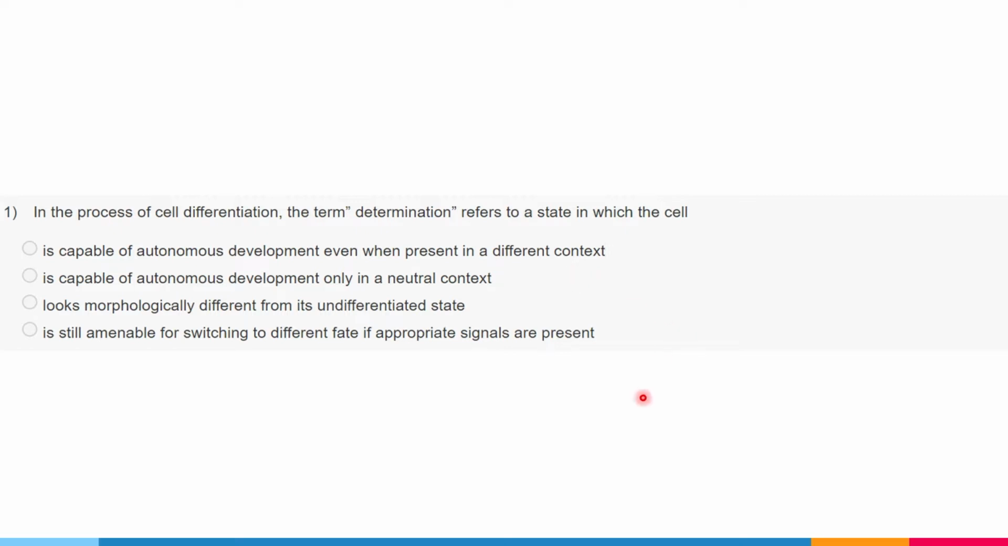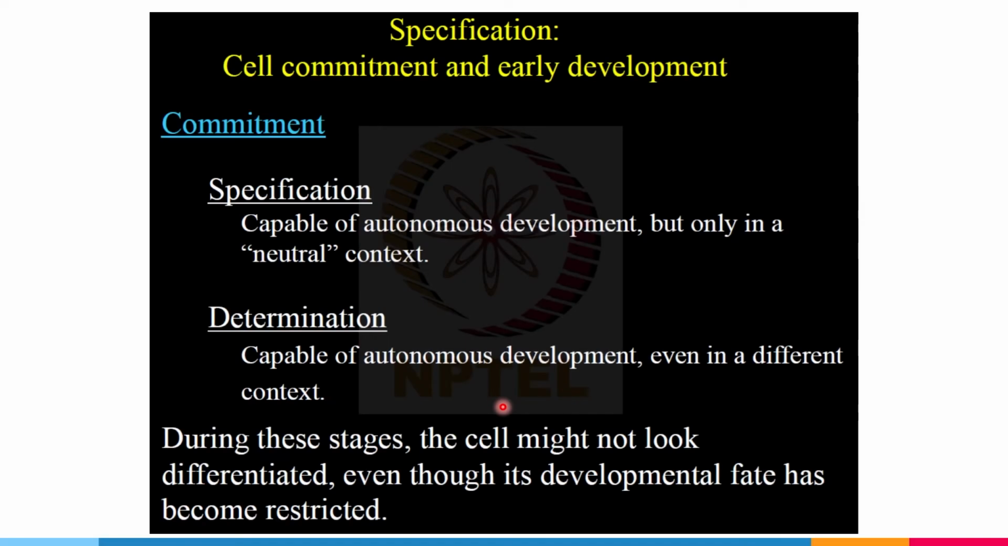Okay, so we'll try and look into what the solution slide says on this. As I said, differentiation involves two particular steps which are known as specification and determination. Commitment is also a concept that comes under the umbrella of differentiation. Commitment is when the cell has a fate specified to it, that it will only form a particular type of cell.